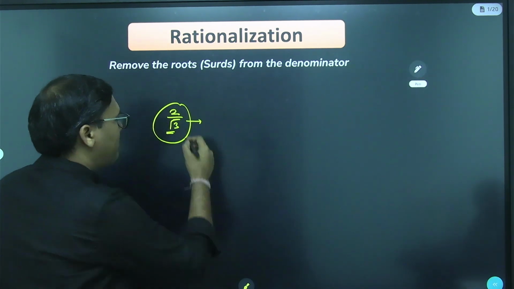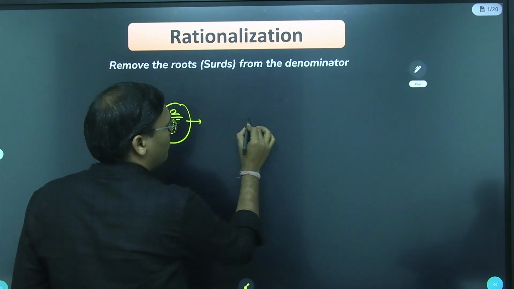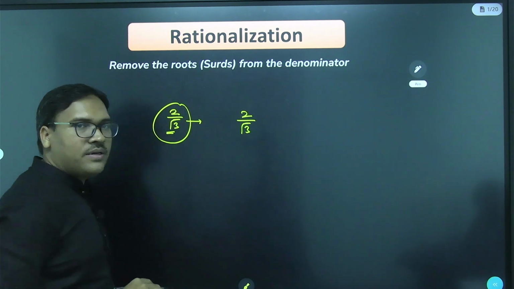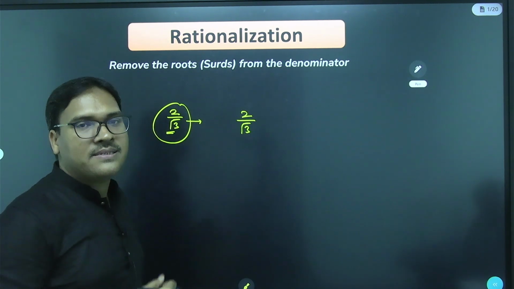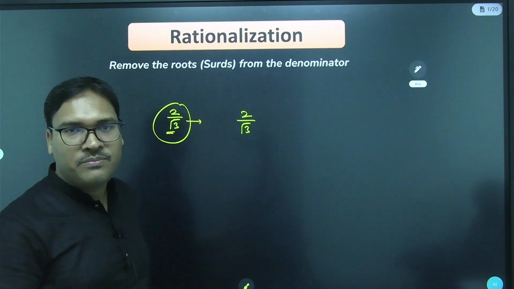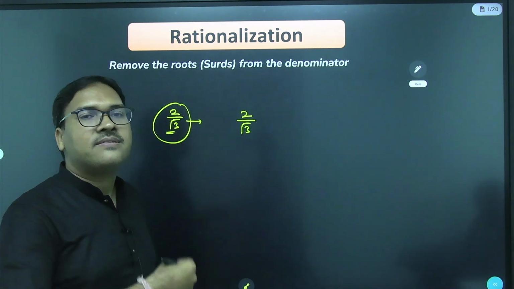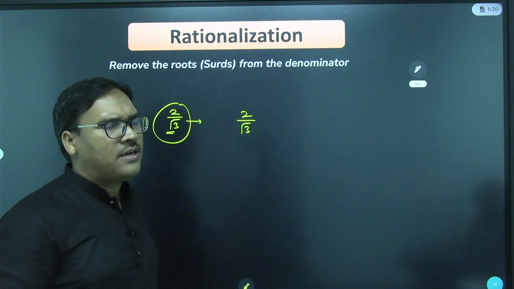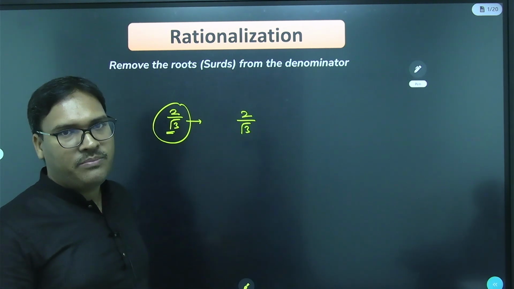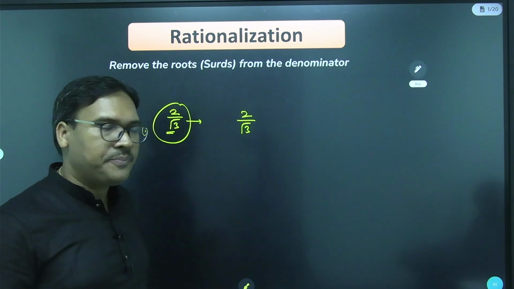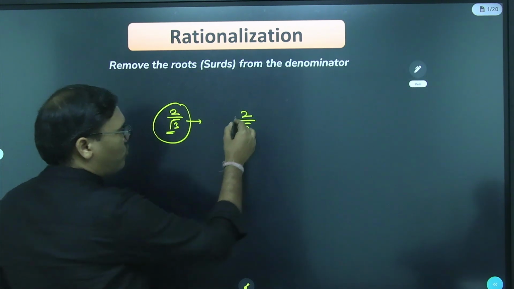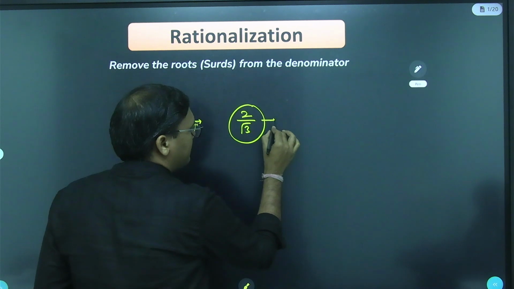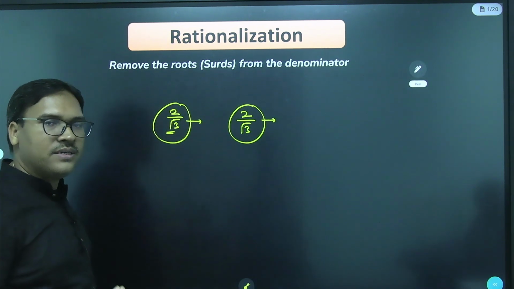For example, for this particular question 2 by root 3, I want to change this number such that the denominator is a rational number. We say, rationalize the denominator. So in general, rationalization means the conversion of the denominator to a rational number if it is an irrational number. Now, if you have 2 by root 3, how can you make this a rational denominator? This is what we will learn in this concept.